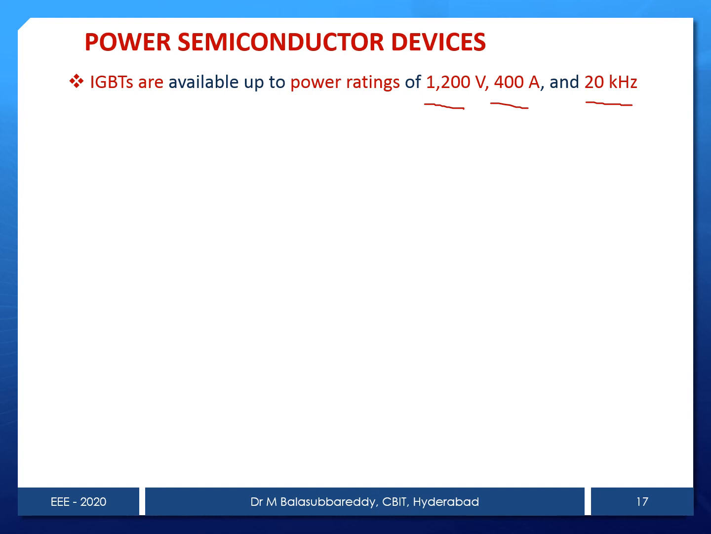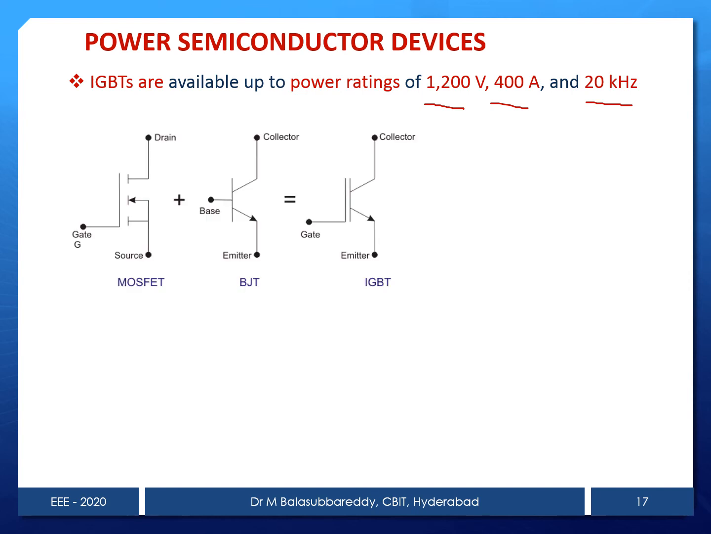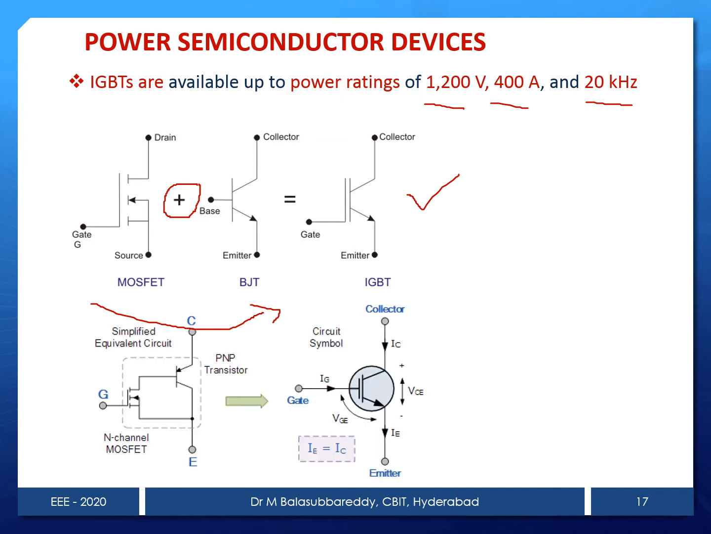What we do is, this is simply a combination of these two devices, the advantages from MOSFET and BJT, we club them together. You can see the MOSFET and then BJT, by adding these two components' advantages, it will become an IGBT. So IGBT is formed by adding the advantages of MOSFET and BJT, and you can remove the drawbacks of these two devices, and it will become a hybrid device, that is IGBT.